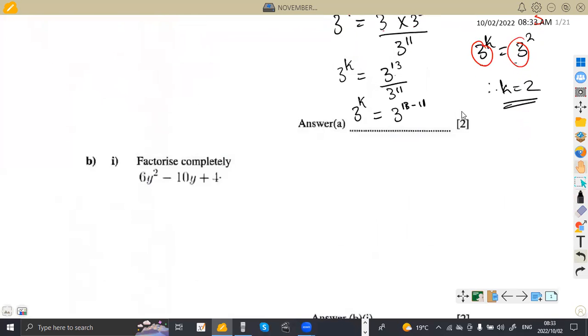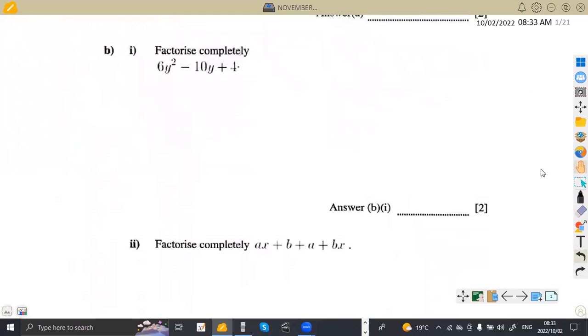All right, the B part, factorize completely. We are given 6y squared minus 10y plus 4. So how do I factorize this? Actually, I can start by cross-checking. Do I have anything that is common? Yes, 2 is common, so I can start by factoring out 2. 6 divided by 2, that is 3y squared minus 5y plus 2.